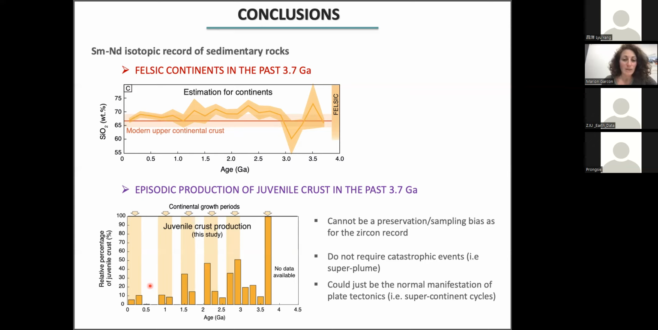For me, it is quasi impossible that this is a preservation of a sampling bias, as we can maybe suspect for the zircon record. And the thing that I just wanted to mention is that maybe we do not need a catastrophic event to explain this. It could be the result of plate tectonics and be episodic. It doesn't have to be necessarily continuous if it's plate tectonics.